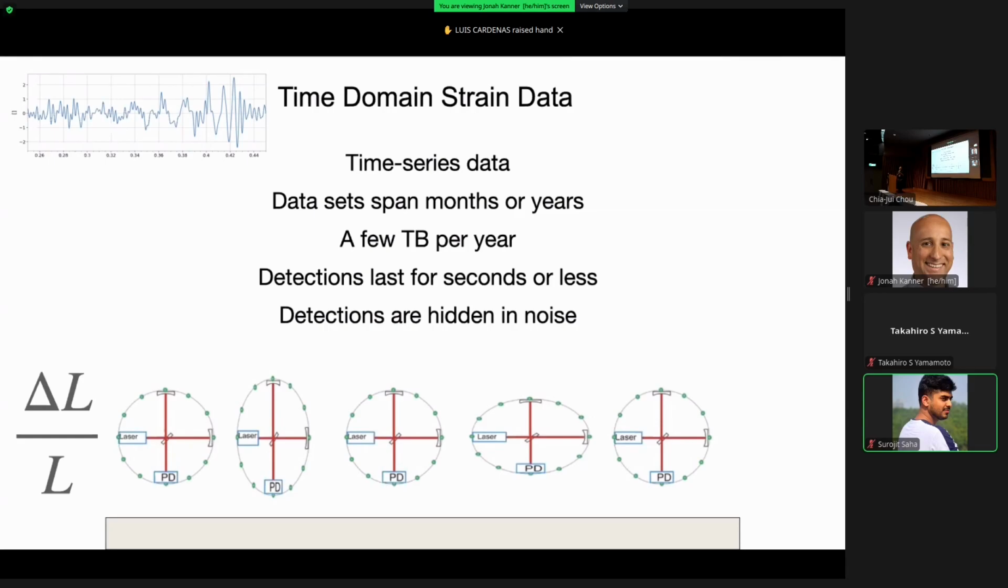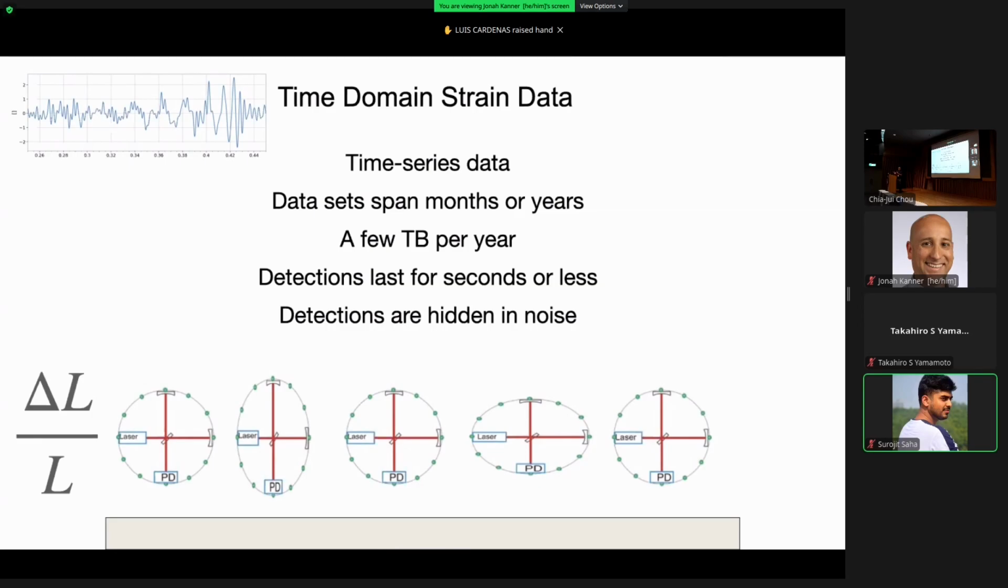That's O4, for observing run number 4, and each observing run can last months, and we eventually release all of the strain data that spans the entire set of an observing run. When you're talking about a whole observing run worth of data, it amounts to a few terabytes per year. On the other hand, the first thing to understand about our data is that nearly all of our data are noise.